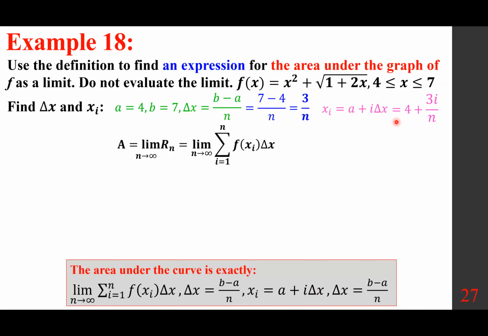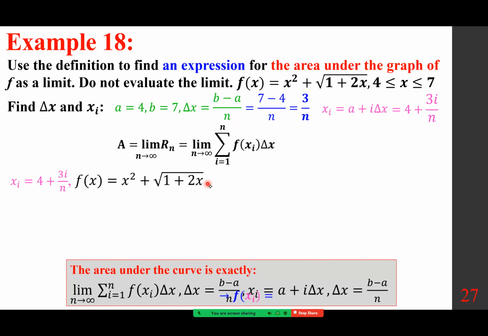So here's the Riemann sum, and the area is precisely this limit: the limit of the summation of f of x sub i delta x, as i goes from 1 to n, as n approaches infinity. We found x sub i, and we have f of x. We are going to evaluate f of x sub i. That's exactly what they're asking us to do, everybody. We want to find f of x sub i.